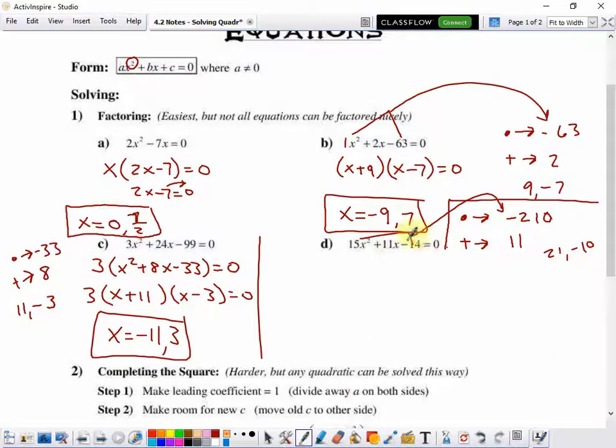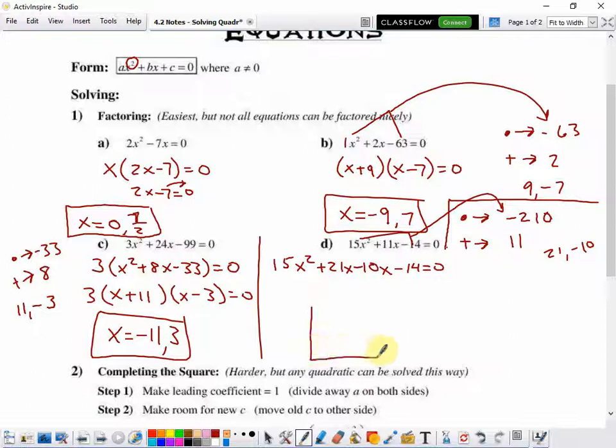So that original trinomial, I'm going to split the b up. So it's 15x squared plus 21x minus 10x, which is 11x. So 21x minus 10x is 11x. Minus 14 equals 0. So I haven't changed any values. I just took that 11 and split it up into a 21 minus 10. Or a negative 10 plus 21. The order here between these middle two does not matter at all.